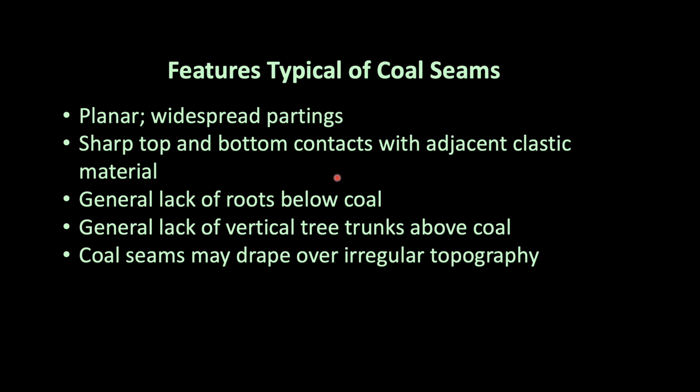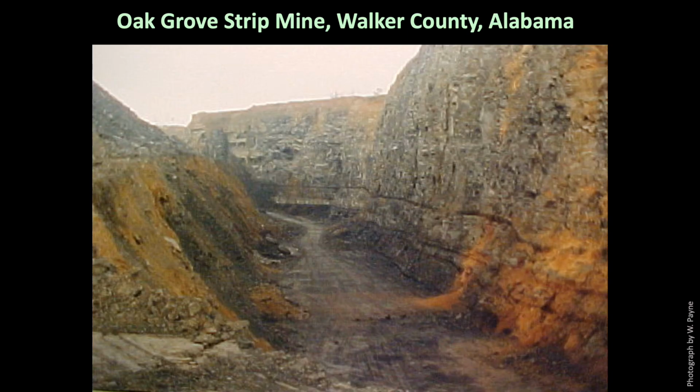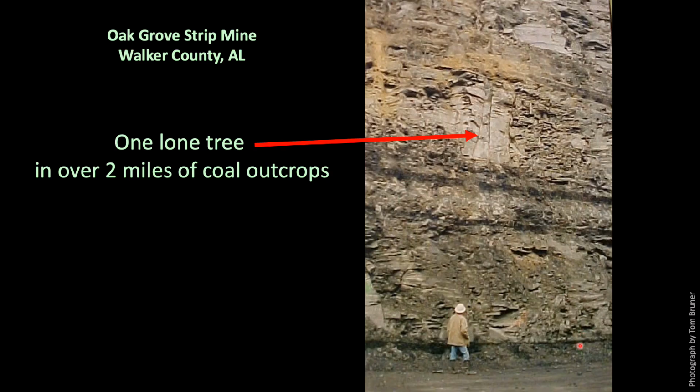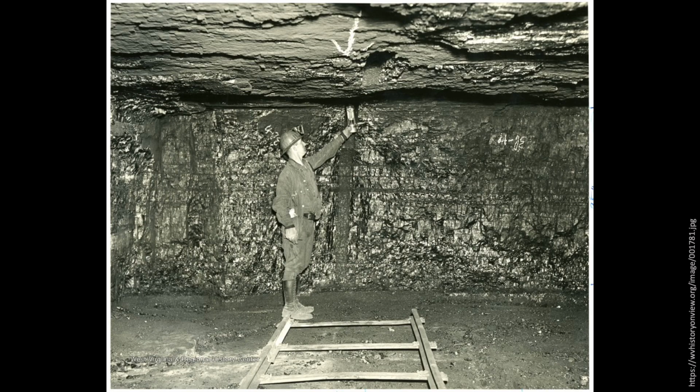Features of typical coal seams: planar, widespread partings, sharp top and bottom contacts with adjacent clastic material, general lack of roots below the coal, general lack of vertical trees above the coal, and they may drape over irregular topography. Here's a strip pit, and I walked up and down the length of that looking at 1, 2, 3, 4, 5 coal seams, and there's one tree in all of that strip pit. Did that tree grow there, or was it rafted in? Did it float in?